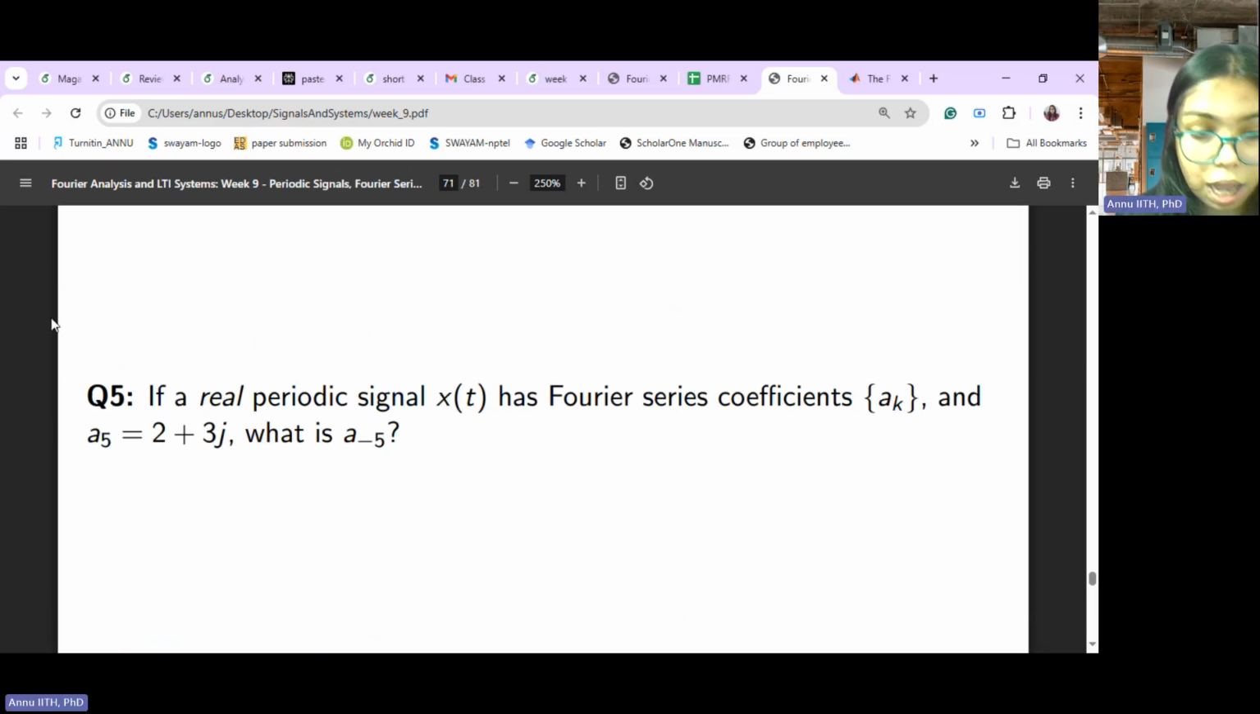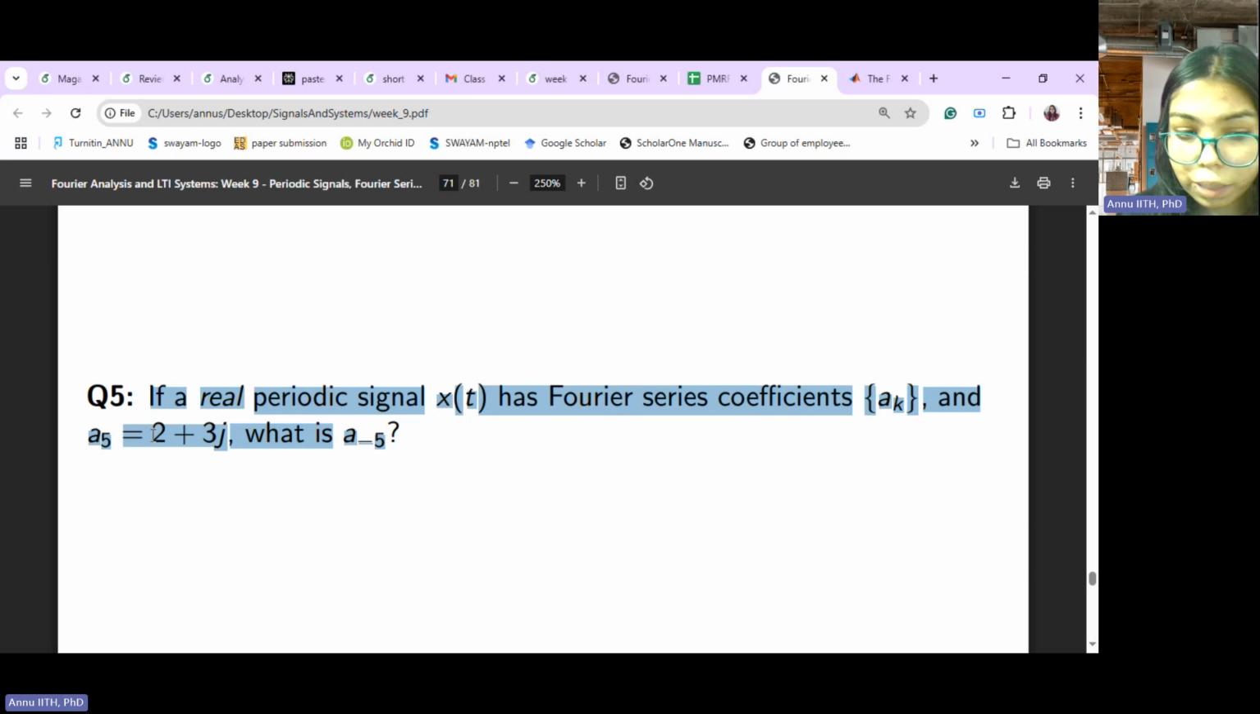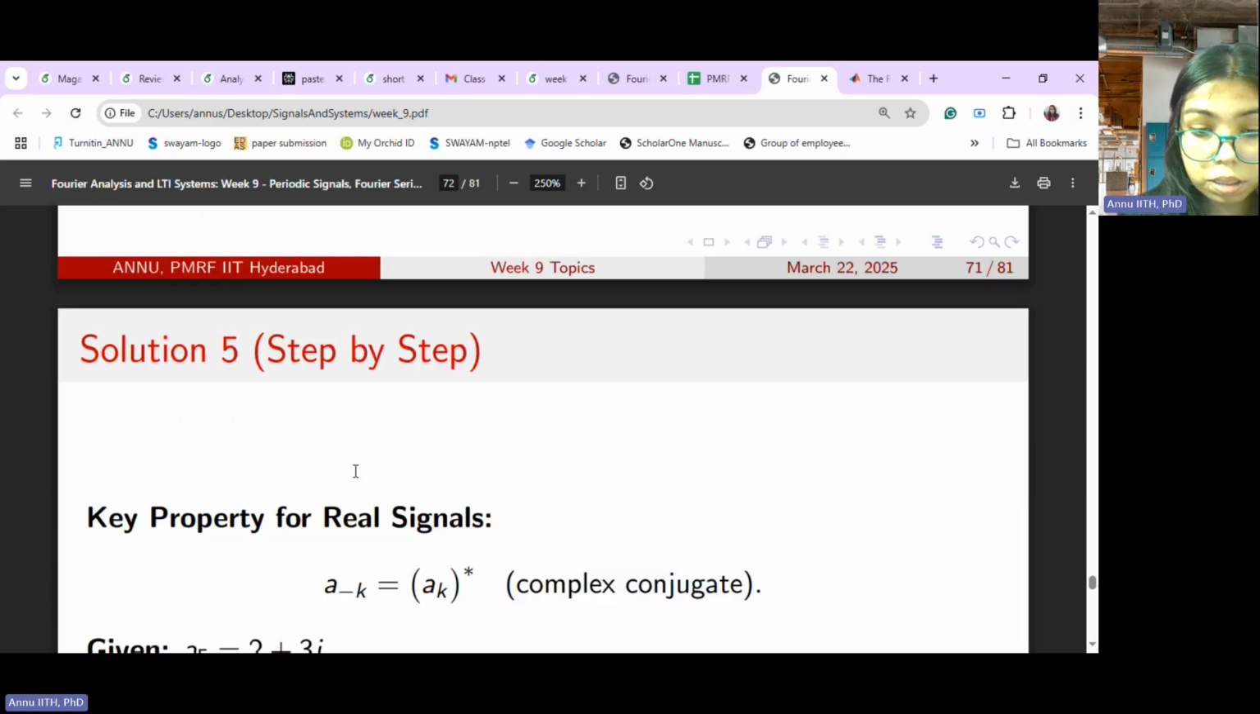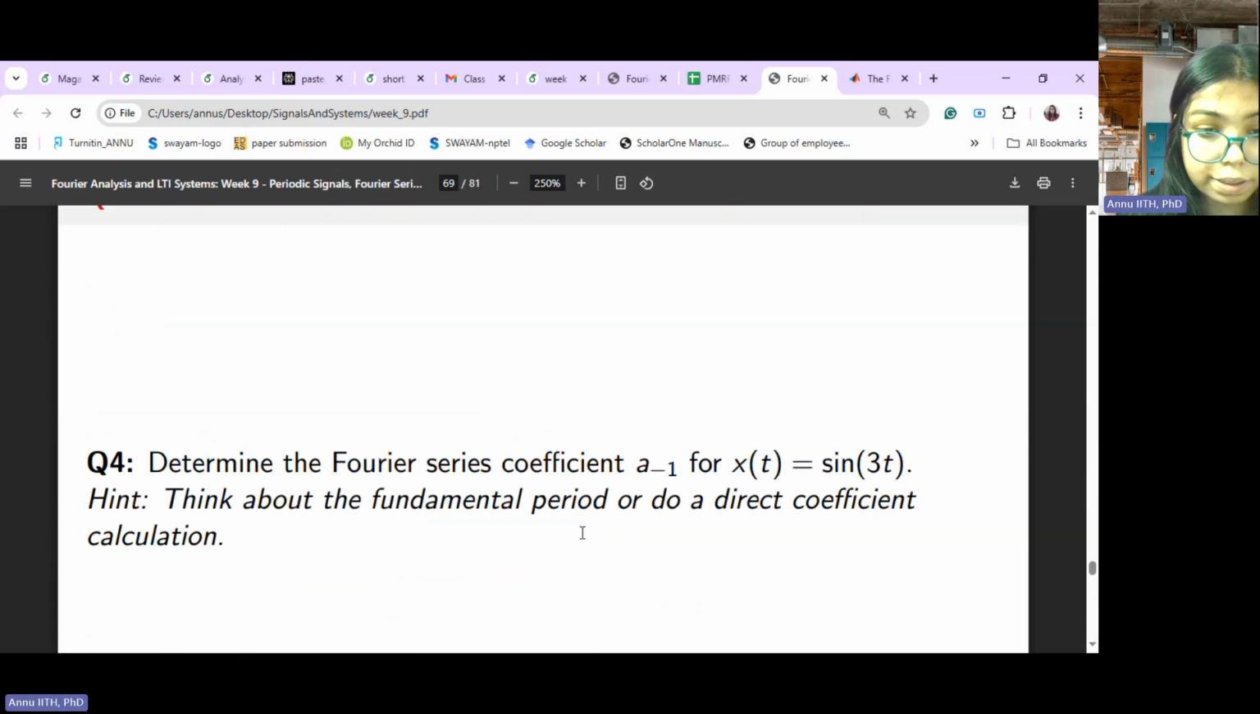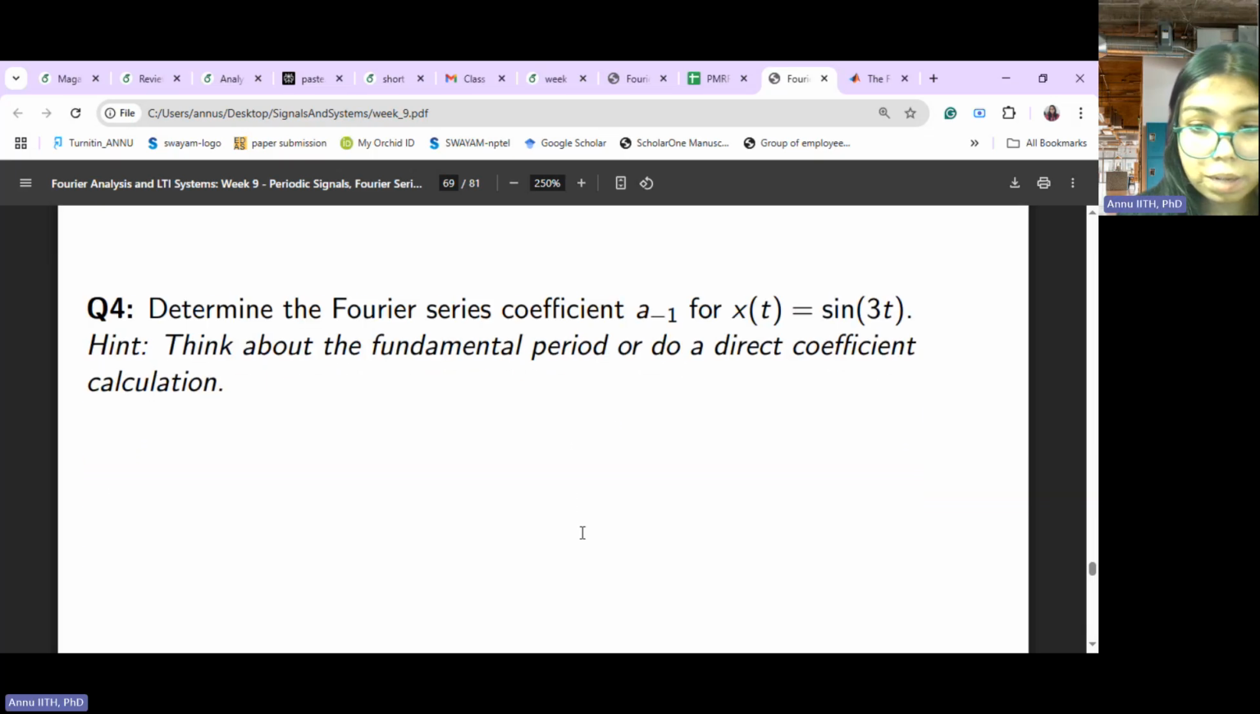Okay. So question number 5 is, if a real periodic signal xt has a Fourier series coefficient a k, and what is a of minus k? What do you think? A real signal. So it will be only 2 minus 3j. Why? Because it is a real signal, it's only the value with conjugate. So it's 2 or minus 3j. Very nice.